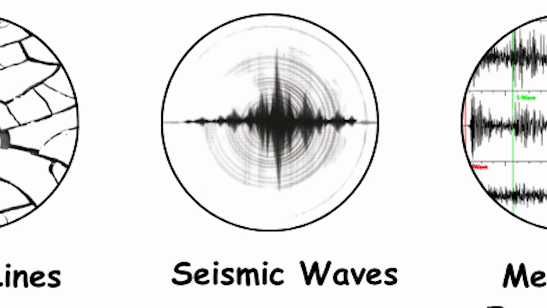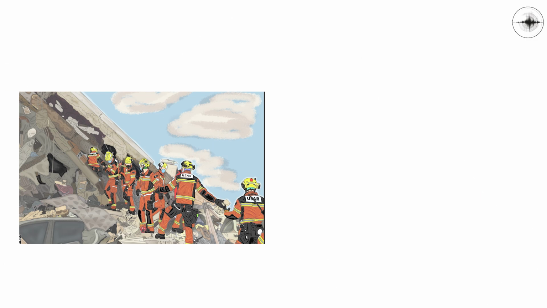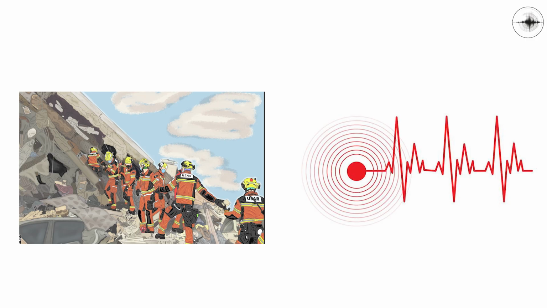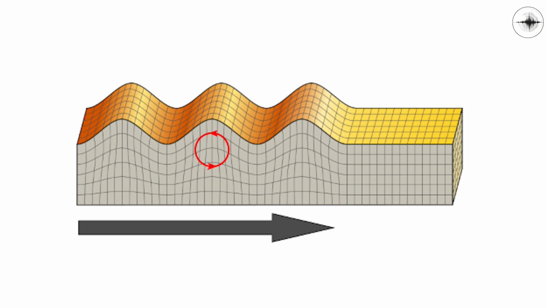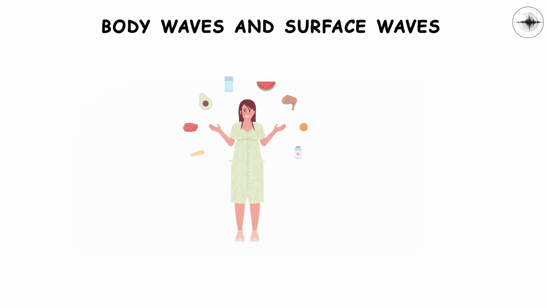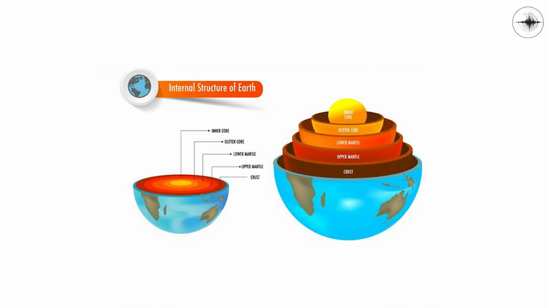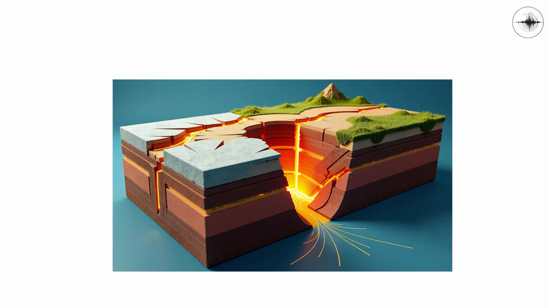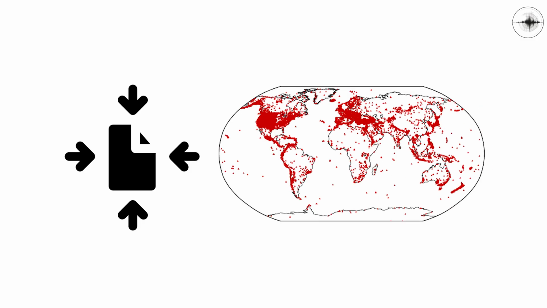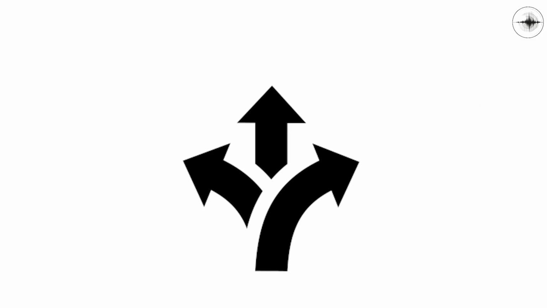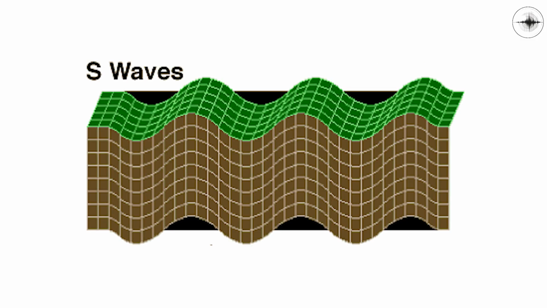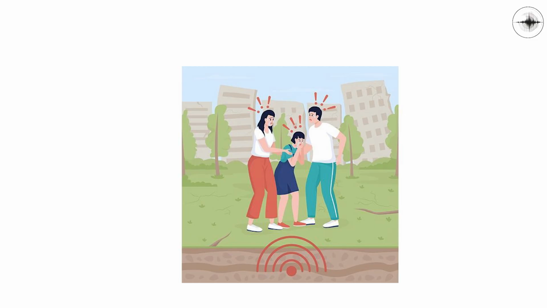Seismic waves. How the shaking travels. The energy released during an earthquake travels through the earth in the form of seismic waves, which are what cause the ground to shake. There are two main types, body waves and surface waves. Body waves travel through the interior of the earth and include P waves, primary waves, which are compressional and move the fastest, arriving first at seismic stations. They push and pull the ground in the direction the wave is traveling. S waves, secondary waves, which move more slowly and shake the ground side to side or up and down.